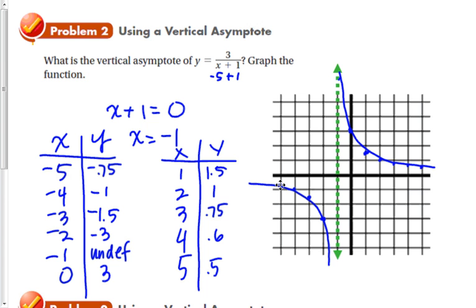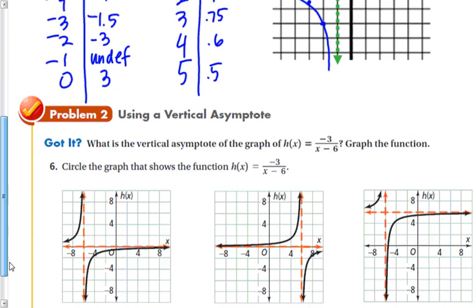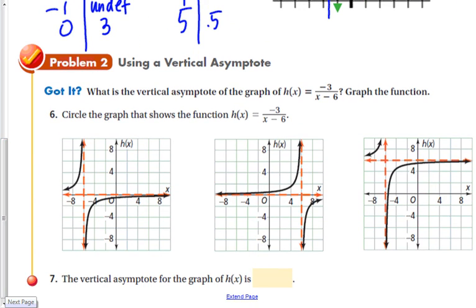And notice that that line tells us where it's never going to hit. You can see that there's going to be another asymptote right here at y equals 0. That's going to be the other spot that it never hits. Go ahead and do problem number 2. I'll check back with you.